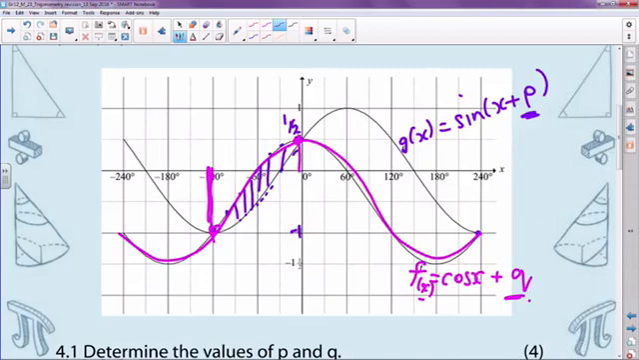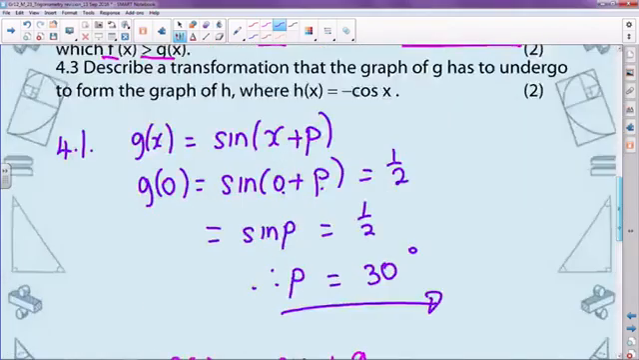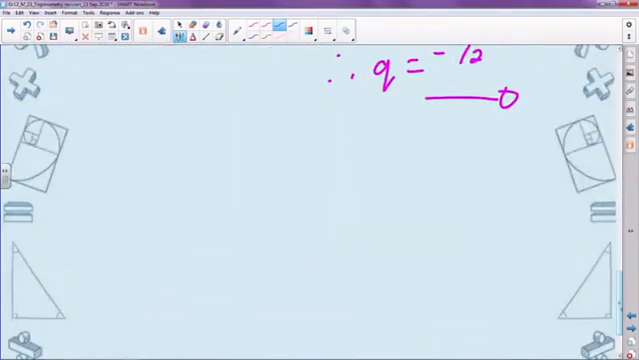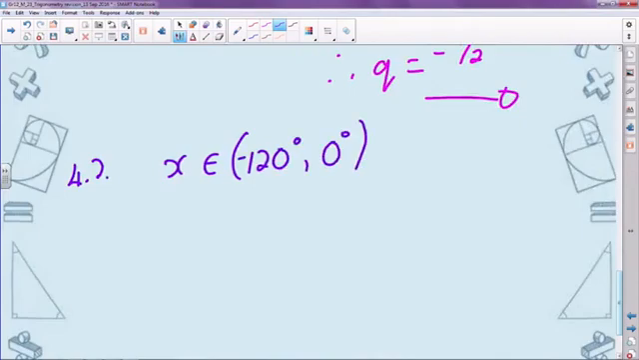So therefore, it's in the interval. Remember, this is an interval. It's not a specific point. It's over an entire interval that this happens. So it's in the interval, x is an element from, and they just said greater than, so you're going to use an open bracket. So it's from minus 120 degrees to 0 degrees.